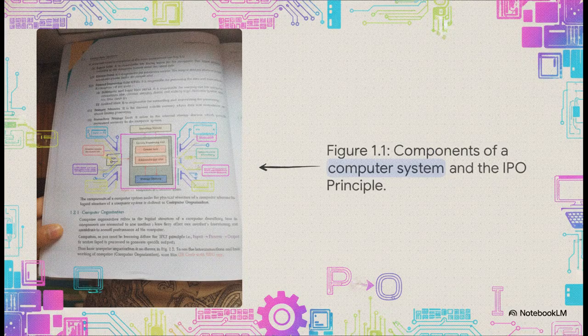Now pay attention, this is important for the exam. What we're looking at here is the logical structure of a computer, and it runs on something called the IPO principle. That stands for input, process, output. Basically, you feed the computer data, it crunches the numbers, and then it spits out a result. The whole system relies on 5 main players: the input unit, output unit, central processing unit, primary memory, and secondary storage. But first, let's break down the main boss here, the CPU.